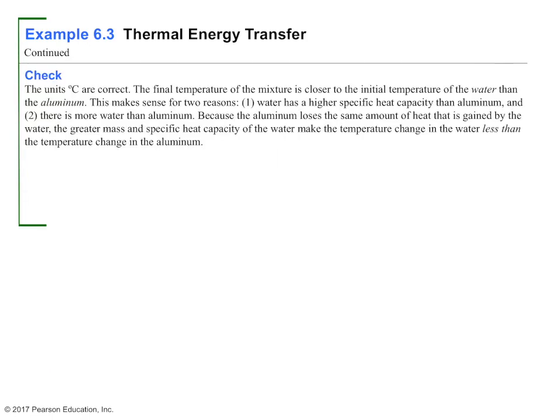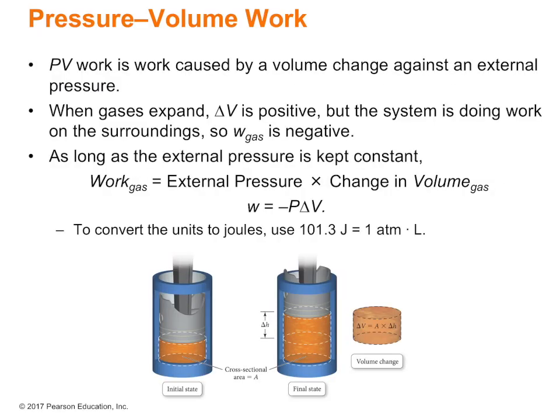Okay, and it says the units degrees Celsius are correct. The final temperature of the mixture is closer to the initial temperature of the water than the aluminum. This makes sense for two reasons. Water has a higher specific heat capacity than aluminum, and there is more water than aluminum. Because aluminum loses the same amount of heat that is gained by the water, the greater mass and specific heat capacity of water make the temperature change in water less than the temperature change in the aluminum.